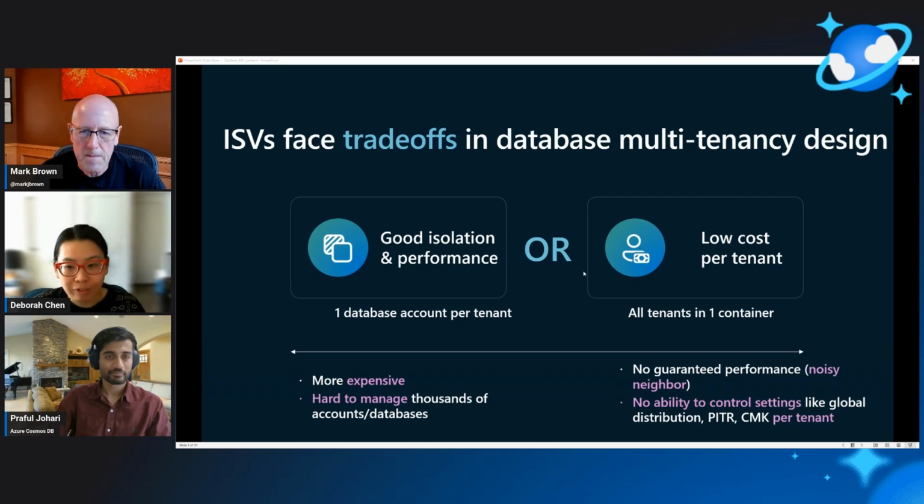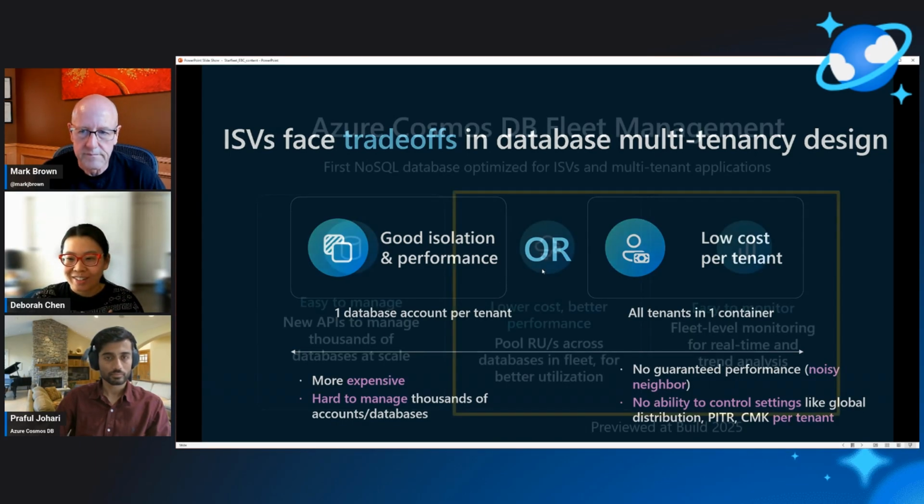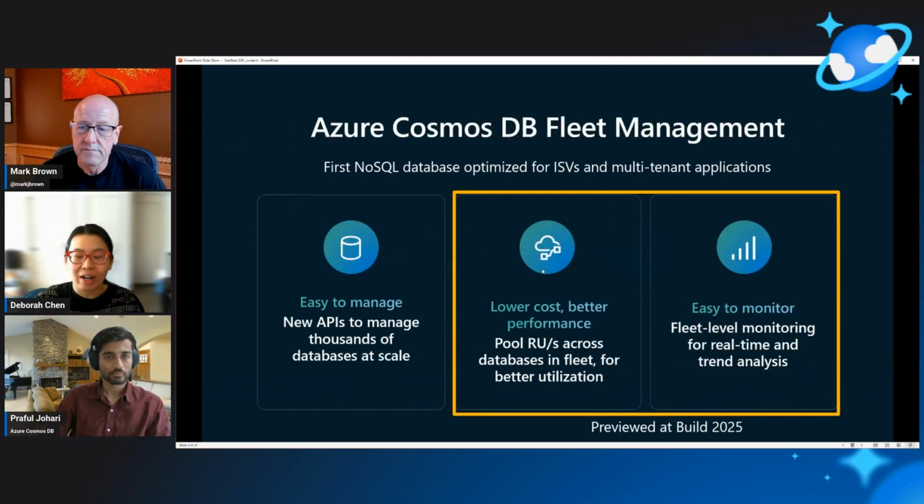So what we want to do with Fleet is really make it possible not to get A or B, but to get A and B at the same time. What we want to do is make the one database account architecture viable for customers who are building these kinds of applications. So you'll get your good isolation and performance, but you will also get low cost per tenant. So this is the whole heart and soul of our fleet management product, which is now in preview as of Build or May earlier this year.